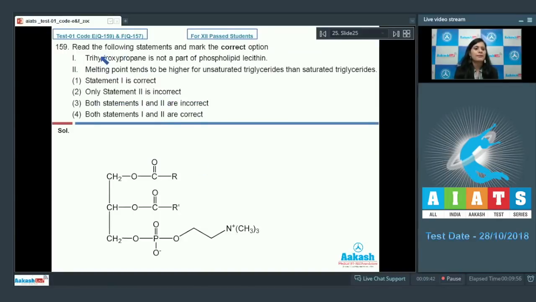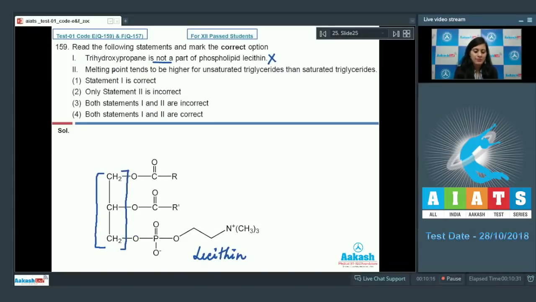Question number 159. Read the following statements and mark the correct option. The very first statement given is trihydroxypropane is not a part of phospholipid lecithin, and this is an incorrect statement because it is a part of this phospholipid lecithin. This structure represents lecithin, and it is this trihydroxypropane which is present in the backbone of this phospholipid lecithin. So the very first statement is incorrect.